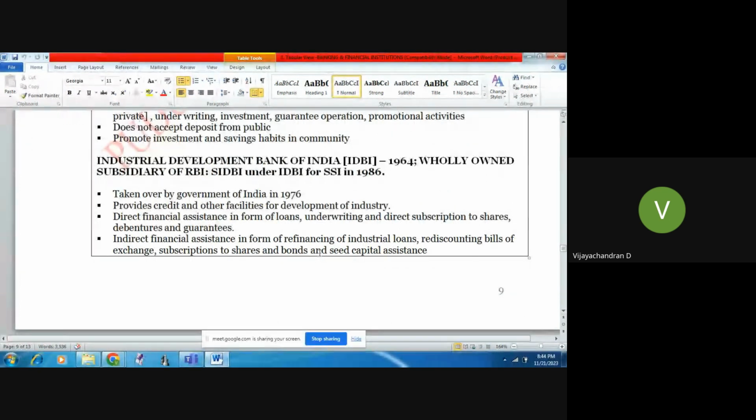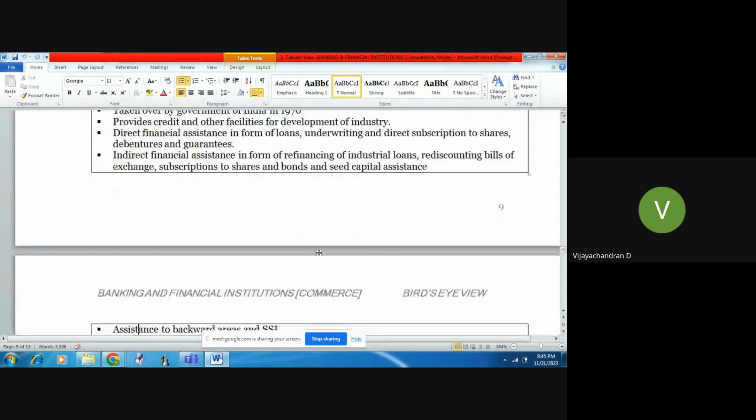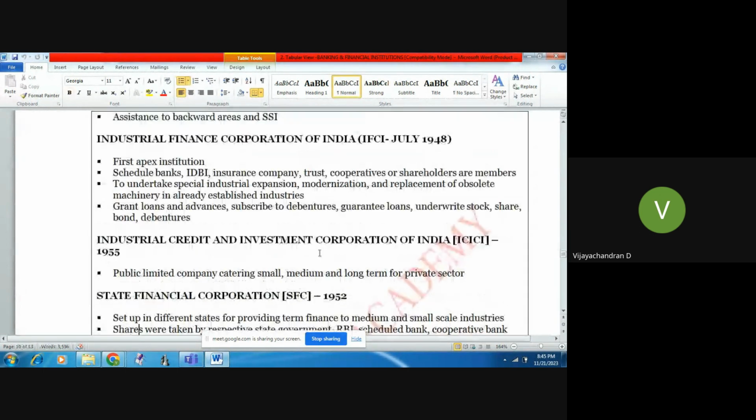1964. It's a wholly owned subsidiary of RBI. They will ask in the exam, so you should know who is the sponsor. Who is the sponsor of IDBI? RBI. That is very important. 1964. It's an apex bank.